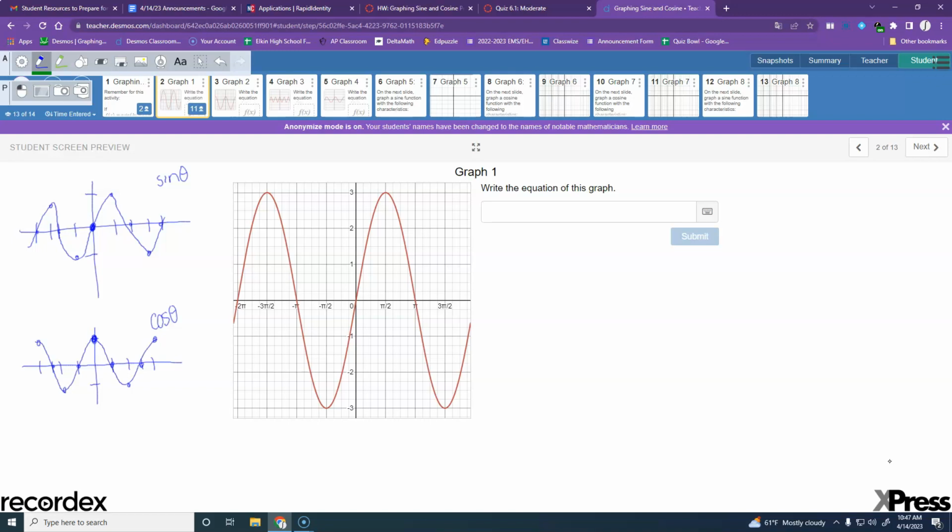So a lot of times there are graphs that are easier to do with one than the other. Which one would be easier for this one? Sine, because you don't have to shift it left or right. So sine is going to be the easiest for this one. So go ahead and type in your equation for this graph.